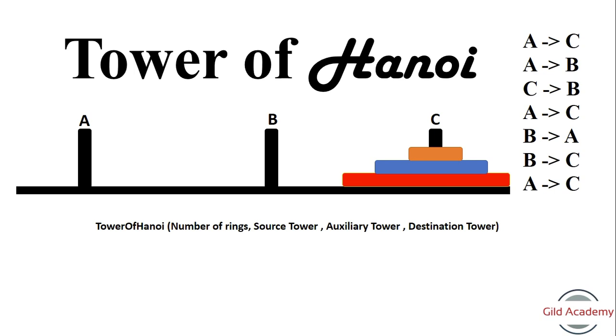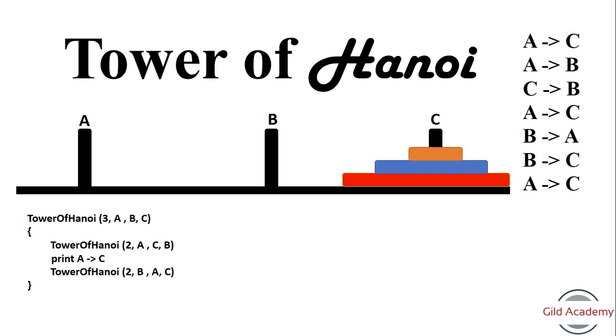So let's imagine that we have a procedure called Tower of Hanoi which has four arguments. The first one is the number of rings, and the next three are the labels of the source, auxiliary, and the destination tower. So the procedure call for the problem with three rings would be like this. That is, we have three rings to be moved from tower A using B as an auxiliary tower to tower C. So based on our earlier observations, we can see that this problem got solved somewhat like this.